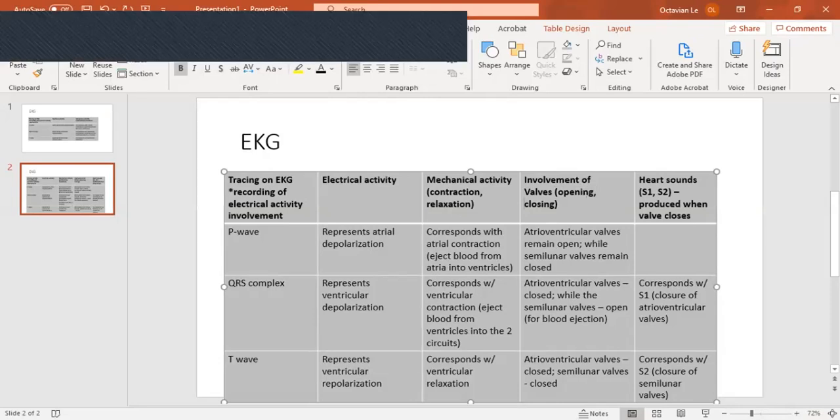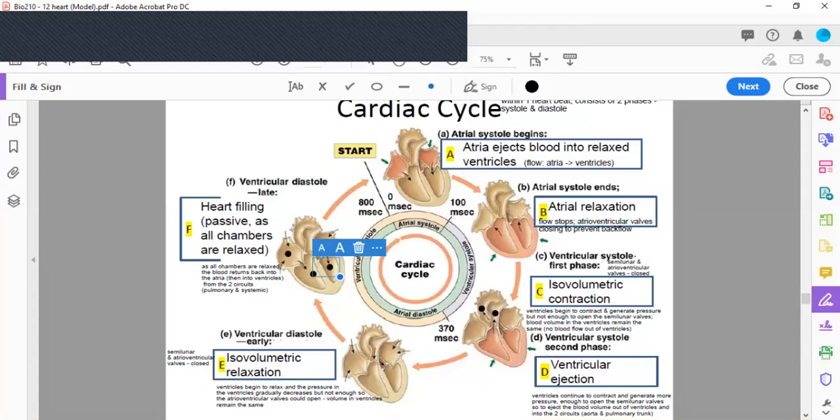Any question on this? Very good. Let's move on to the next one. So let's transition back into the PowerPoint. Any question on the cardiac cycle? Make sure that you know the image. You need to know the image on this because I am going to ask you about this image. All right, moving on to the next one.